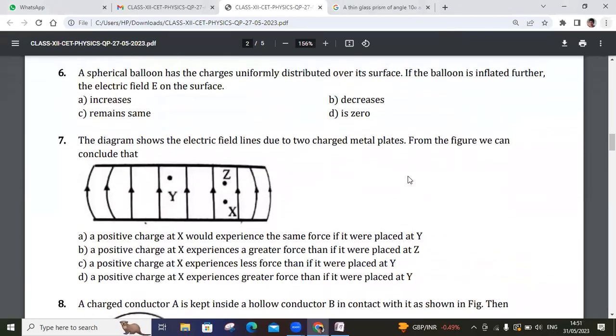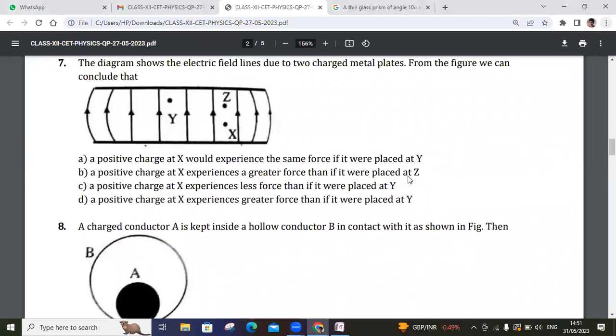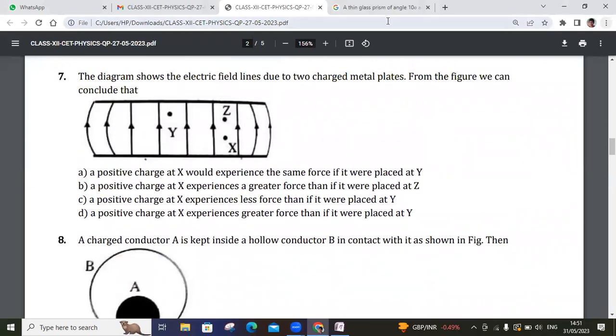Seventh question. Seventh question is simple. So if you see electric field lines are there due to two charge plates, and if you see this diagram, X, Z, Y, these points are there in this region where electric field is uniform actually, right? This is uniform electric field, right? Where electric field values are same. So they are almost like in a uniform electric field. Only here electric field direction is changing. But here electric field is in same direction, same value, because they are uniformly spaced.